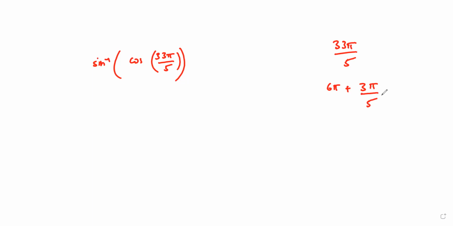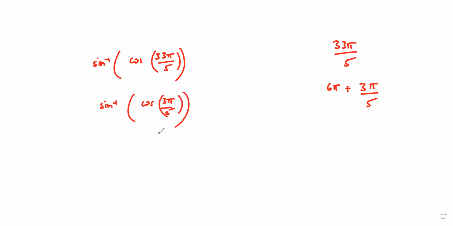Find the value of sine inverse of cos of 33 pi by 5. First of all, I will try to split and write what is 33 pi by 5. I can write it as 6 pi plus 3 pi by 5. Correct? 30 plus 3, 33. So now we can write this as sin inverse of cos of 3 pi by 5.